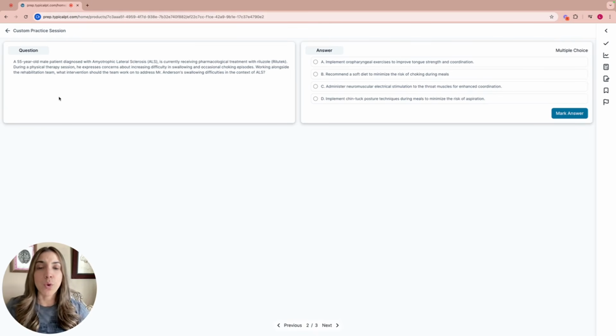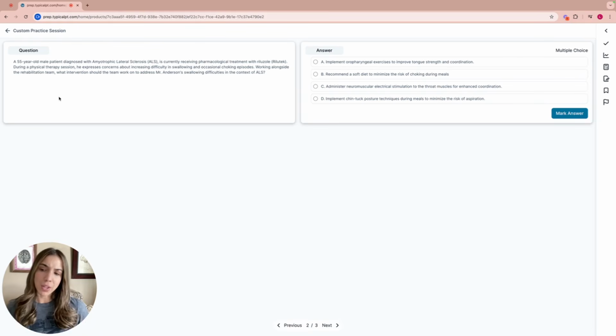A, implement oropharyngeal exercises to improve tongue strength and coordination. B, recommend a soft diet to minimize the risk of choking during meals. C, administer neuromuscular electrical stimulation to the throat muscles for enhanced coordination. And D, implement chin tuck posture techniques during meals to minimize the risk of aspiration.